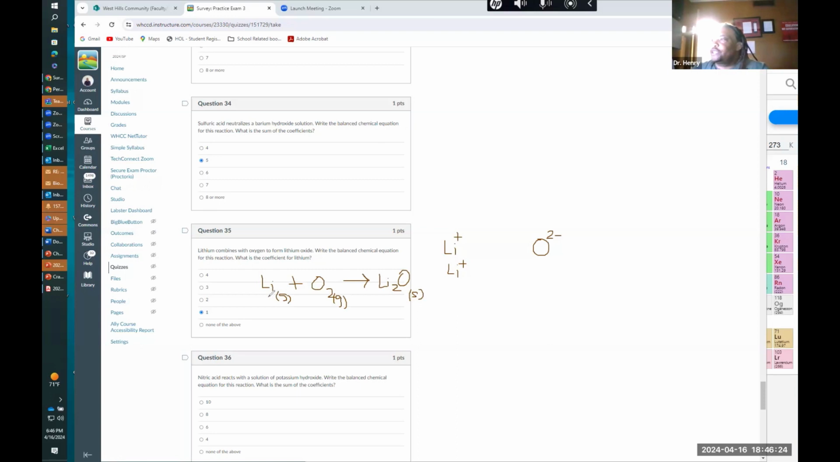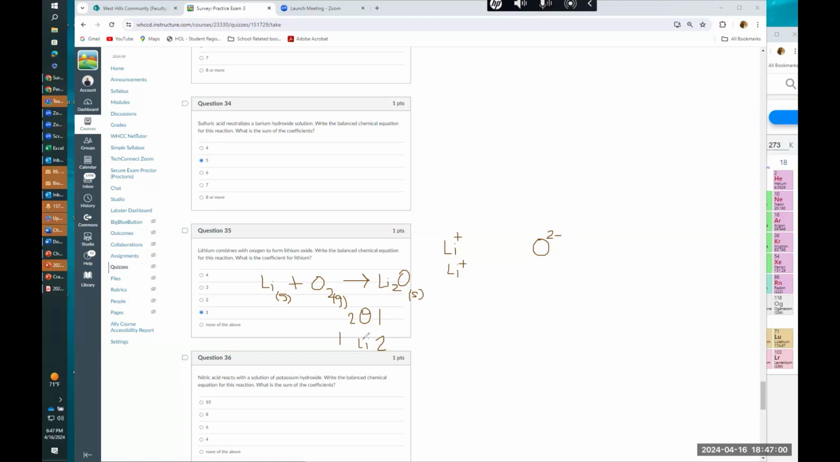Okay, so the coefficients, what is the coefficient for lithium? Oh, is this balanced first off? Oh, no, it's not. I was thinking the oxygen on the product side had the 2. Okay, so oxygen has how many on my reactant side? 2. And then on my product side? It has 1. Okay, and then the lithium. It has 1 and 2. Okay, so what do I need to do?